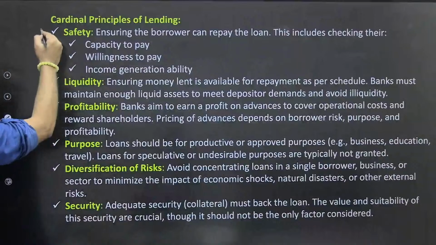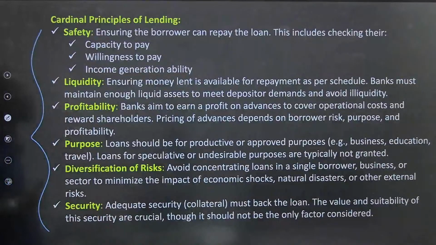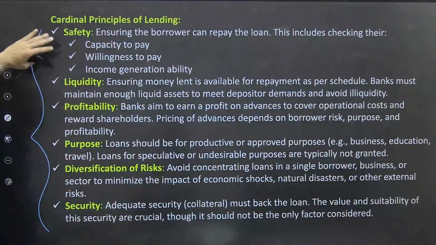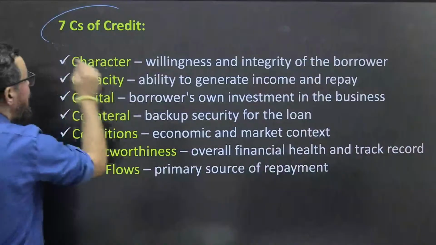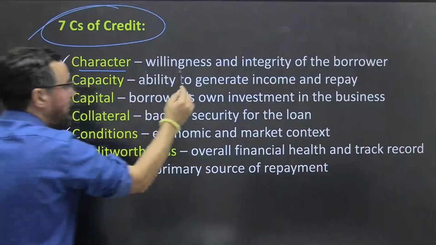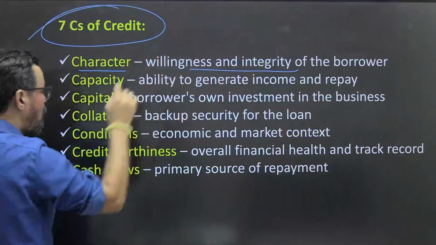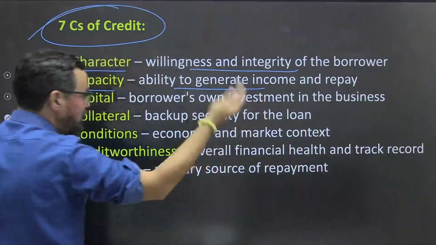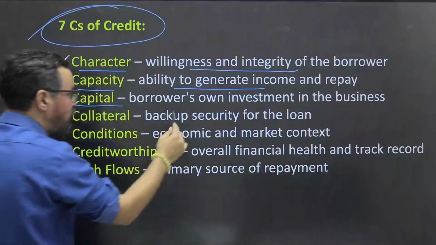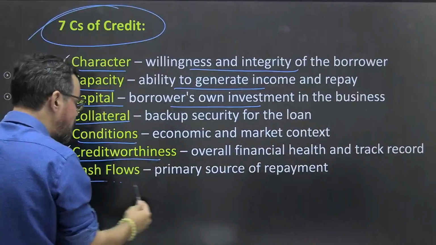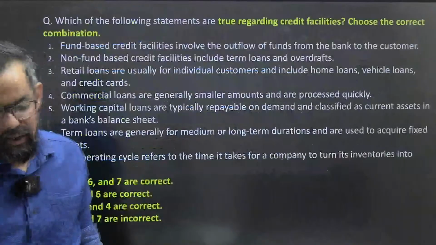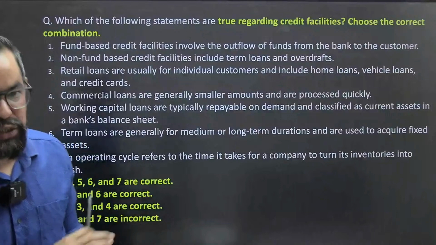If it comes to the cardinal principles of lending, it includes safety, liquidity, profitability, purpose, diversification of risk and security. These are the areas, and we generally follow the 7 C's of credit: character, willingness and integrity of the borrower; capacity, ability to generate income and repay; capital, the borrower's own investment; collateral; condition; credit worthiness; and cash flows. So they generally come under this one. Understood? Okay, next question guys.